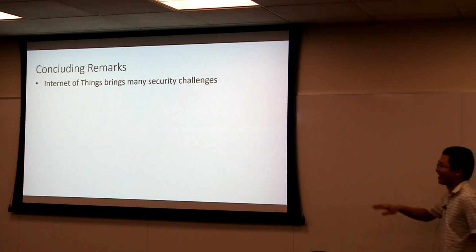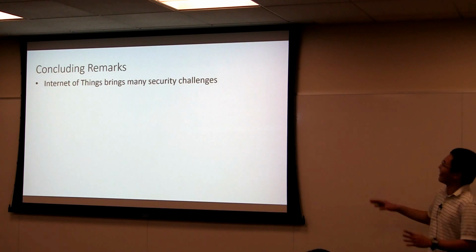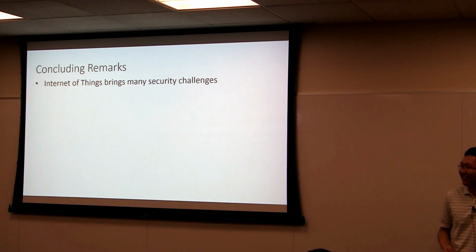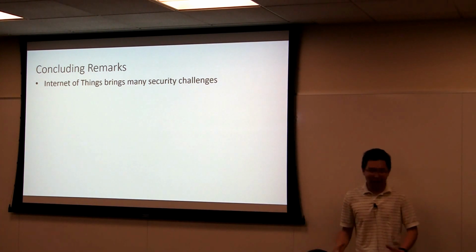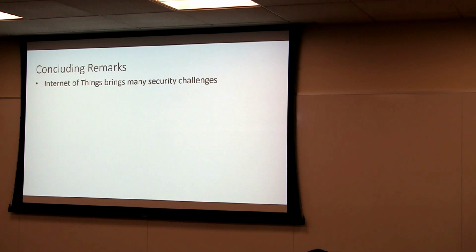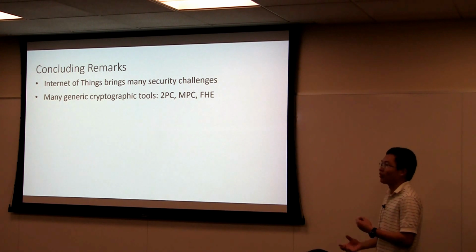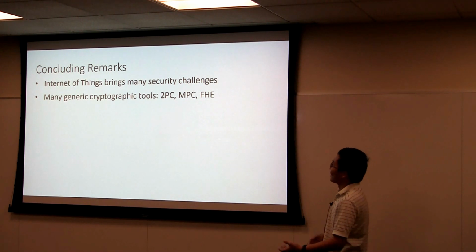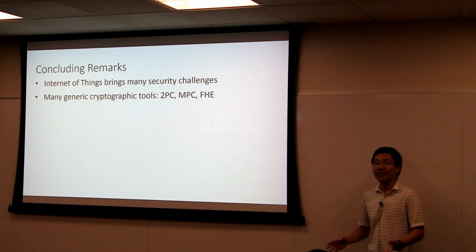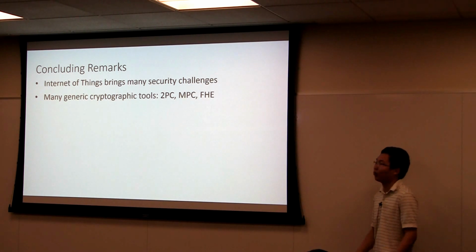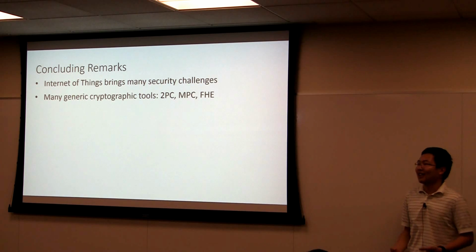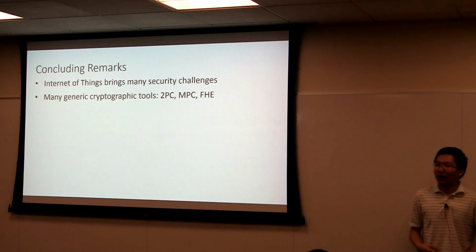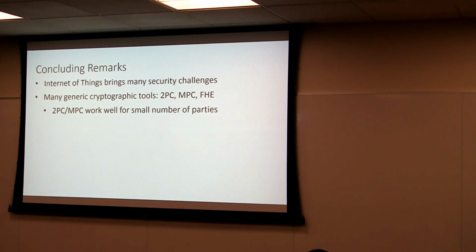OK, all right, so just to conclude the talk. The Internet of Things brings a lot of new security challenges when we think about having many, many devices, and they all want to participate in some kind of secure or privacy-preserving computation. And there are many generic cryptographic tools available to do these kinds of things. So if we have only 2 parties, two-party computation is probably the most efficient generic tool we have available. And as we scale up, then we talk about things like multi-party computation, somewhat and fully homomorphic encryption.